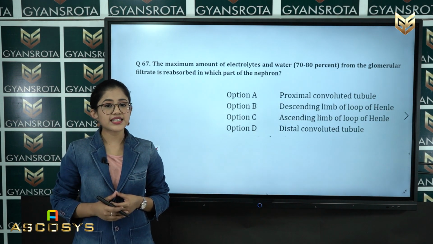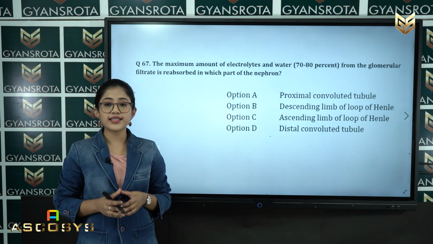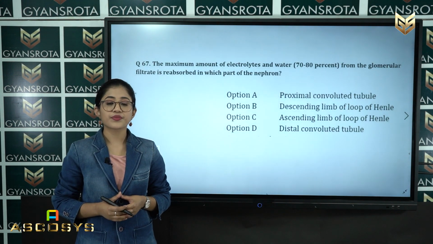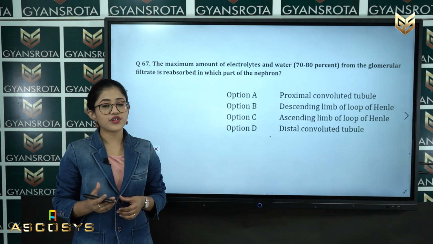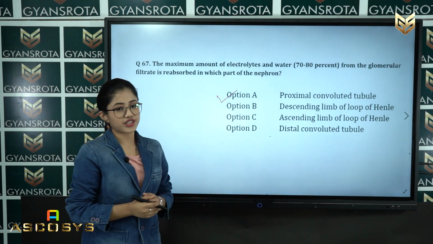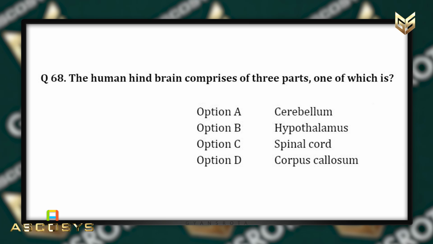So, what is the correct answer? In which of the following option the maximum number of electrolytes and water from the glomerular filtrate is reabsorbed? That is proximal convoluted tubule. Option A is the correct answer for this question. Now, let us see the next question, that is question number 68.